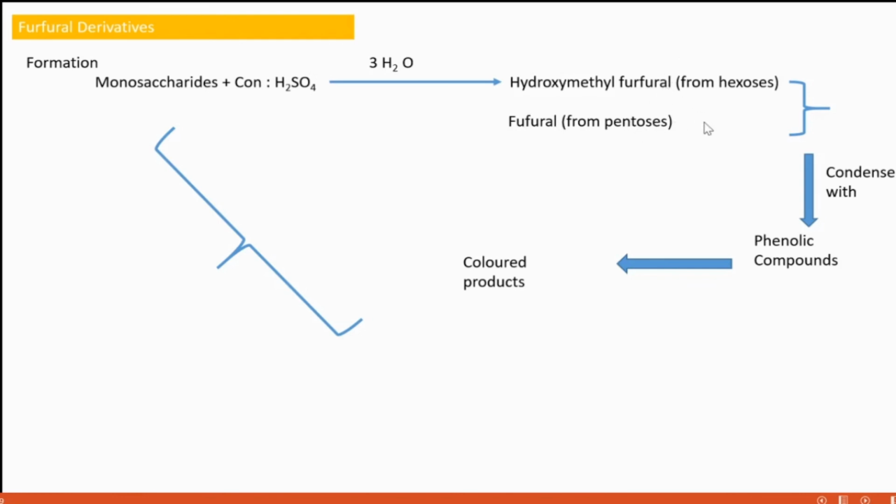Whatever be the result, it again undergoes condensation with phenolic compounds, and the result is colored products. Colored products are formed. In this way, furfural derivatives are formed from carbohydrates.